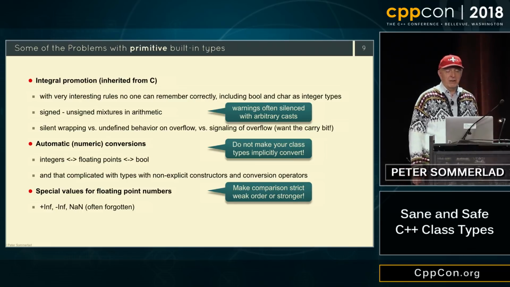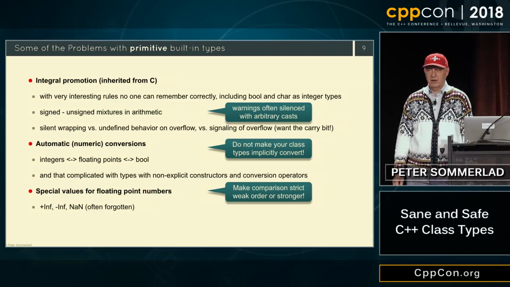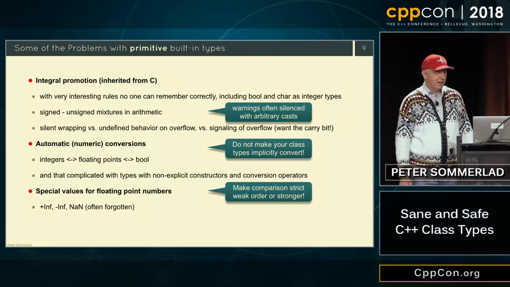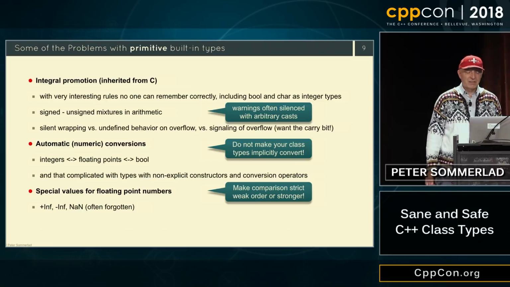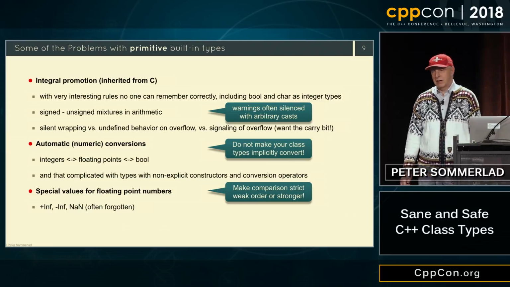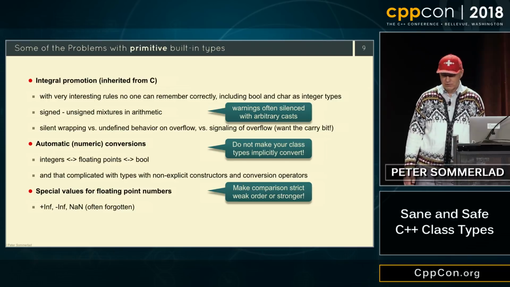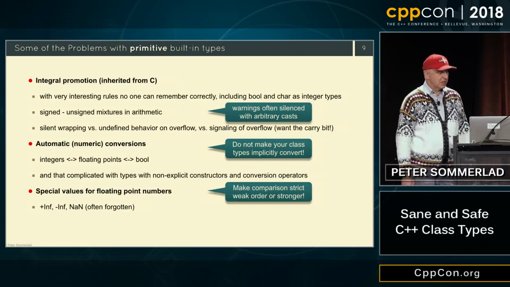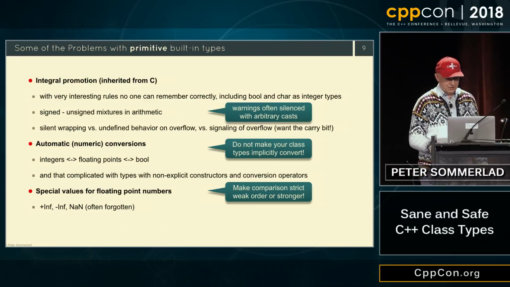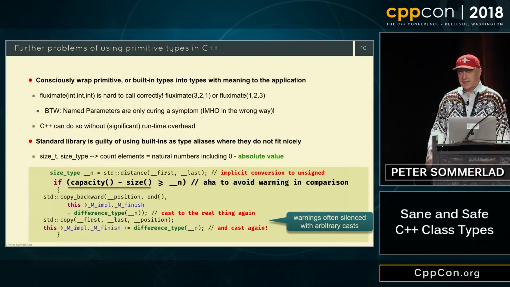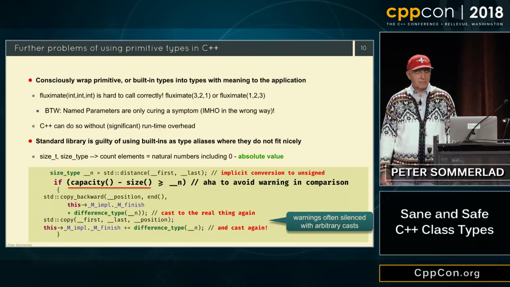We have the automatic numeric conversions. That's not integral promotion. So a bool can be interpreted as a floating point number easily, and vice versa, which is sometimes nice, but can be very surprising if you make mistakes with operator precedence, which is also a nasty thing with these many levels of rules of operator precedence. And the special values for floating point numbers that we already had talked about. Even the standard library implementations suffer from that. And there are other problems.